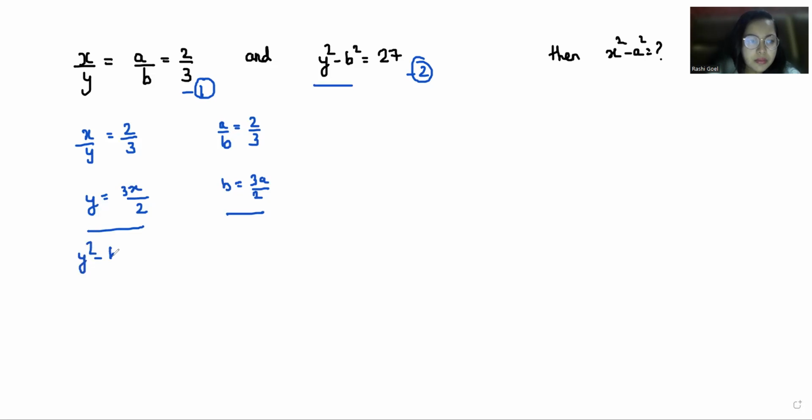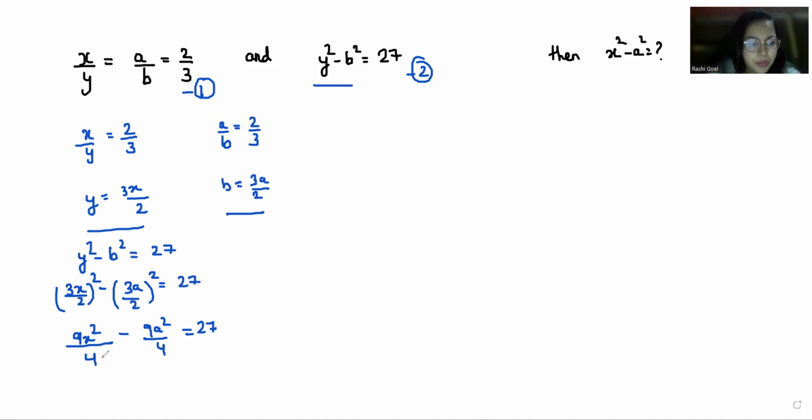y² − b² = 27. Value of y is 3x/2 whole squared minus 3a/2 whole squared is equal to 27. 3 squared is 9 and x squared is x², over 4, minus 9a²/4 is equal to 27. So if I take 9/4 common, x² − a² = 27.